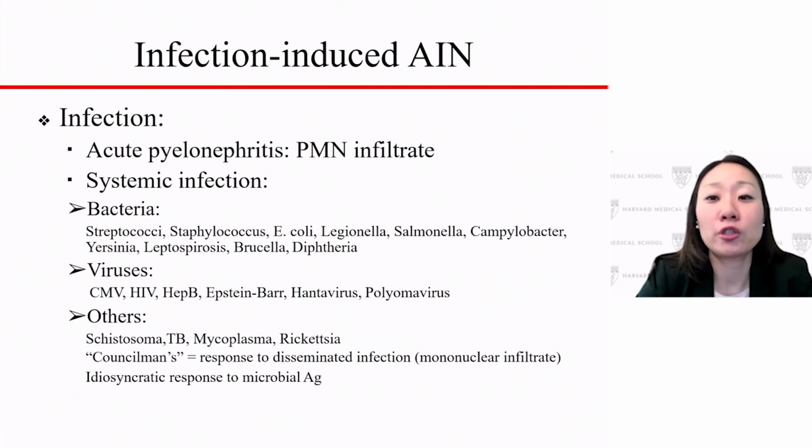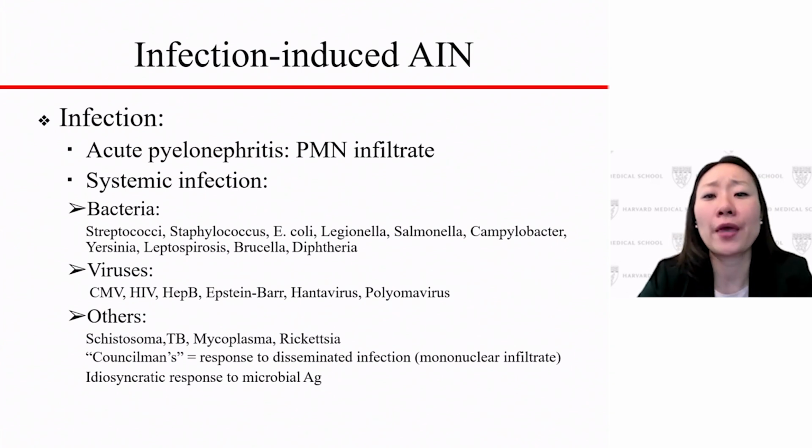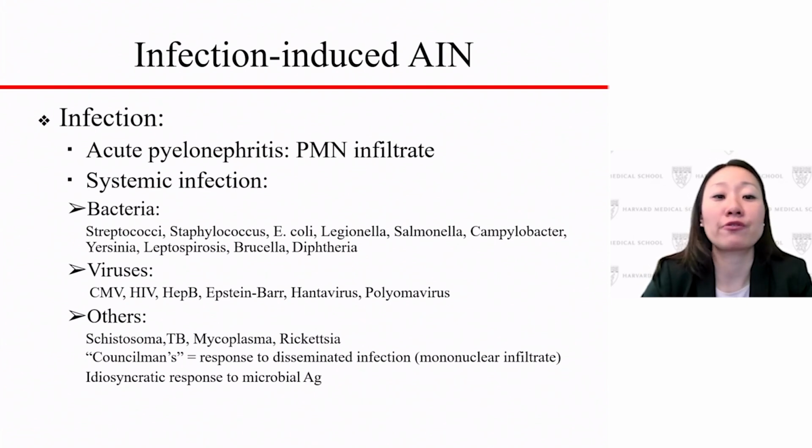Now that we've reviewed drug-related interstitial nephritis, let's move on to the second major etiology of interstitial nephritis, which is infections. So the infections can be caused by bacteria, and here this slide lists different bacteria that can cause interstitial nephritis, different viruses, as well as other etiologies. So it's important to note that when someone presents with acute renal failure and interstitial nephritis, it could be related also to a systemic infection.